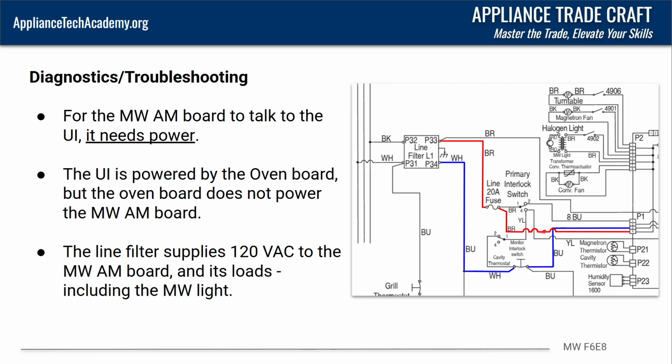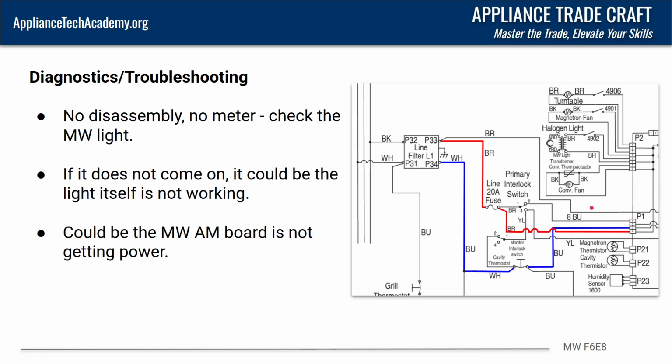So one of the first checks that you can make when you're out on a call and you're getting the F6E8 code: does the microwave light work? When you open the door, does that microwave light come on? If it does, then we can safely assume we've got 120 volts to the board and the board's working. Of course, it's just an easy, quick check to decide where to focus your efforts. Not saying the light's not bad. It could be a bad light if you open the door and the microwave light doesn't come on.